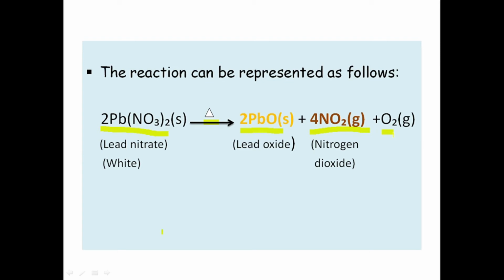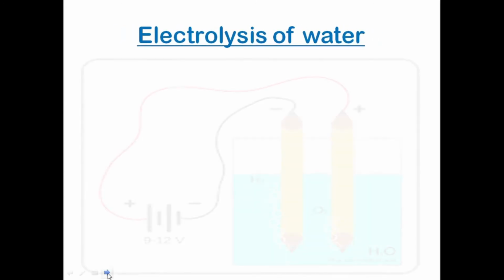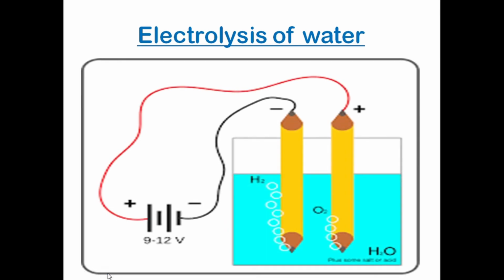Now guys, I assume that you all have understood the meaning of decomposition reaction and its reactions. Now we'll move to the next type, which is electrolysis of water. So guys, we are going to discuss electrolysis of water. This is the overall experimental setup of this experiment.